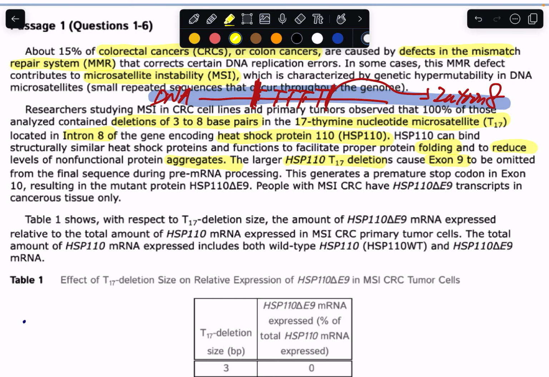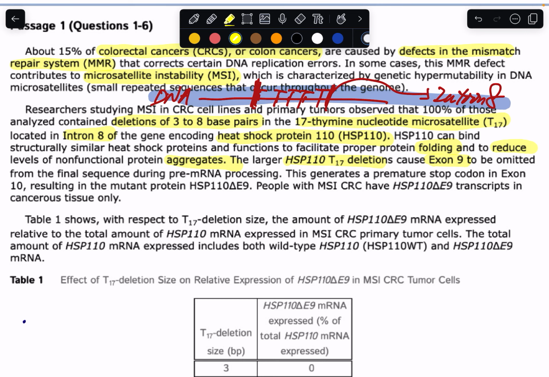Okay, that makes sense, right? Because this region where the deletion can happen, intron 8, and then after intron 8 is exon 9, right? If you delete a lot of stuff in intron 8, then some stuff from exon 9 can be deleted as well. Okay, so that makes sense. All right, let's keep reading.